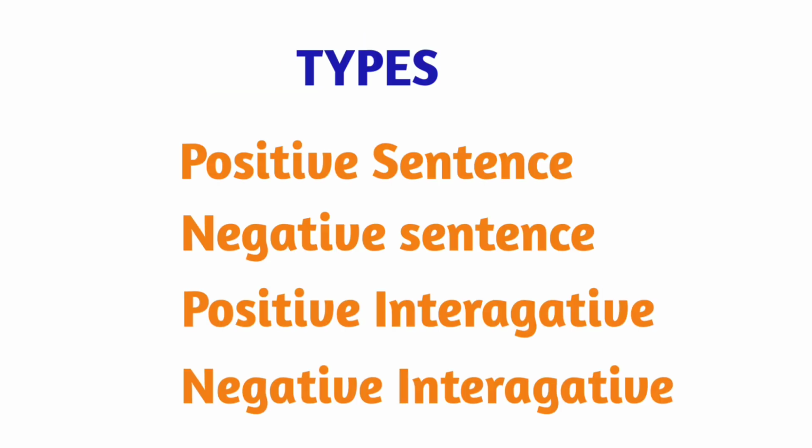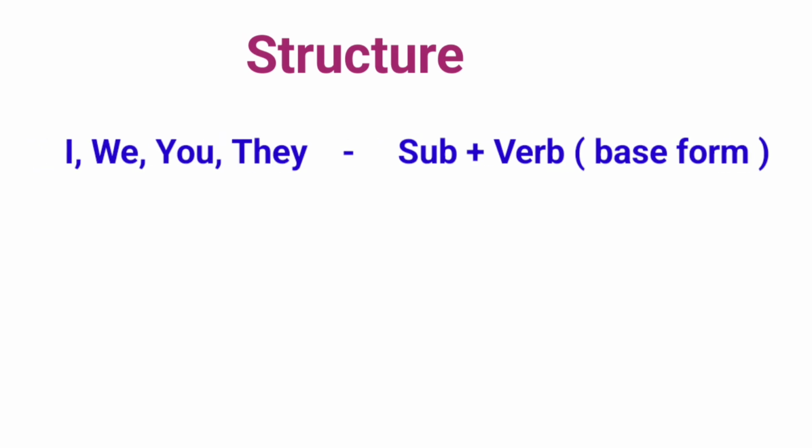Then, types of simple present tense. In simple present tense, there are 4 types of sentences: positive, negative, positive interrogative, and negative interrogative. Now we will learn about the structure.